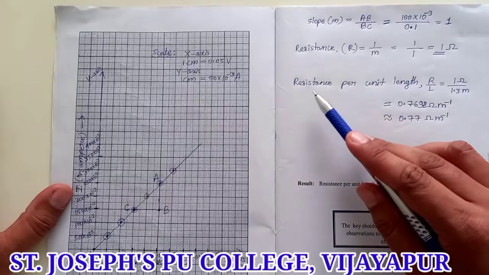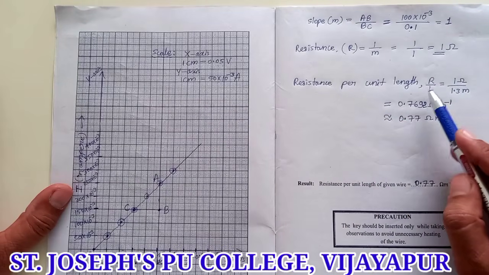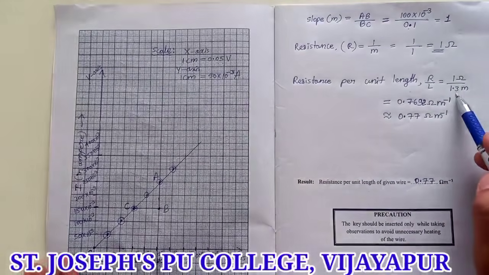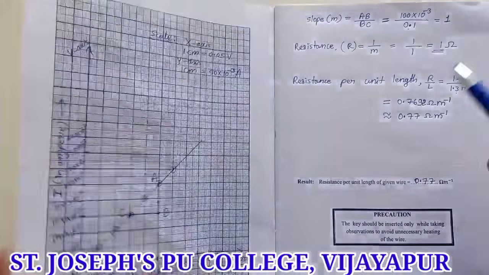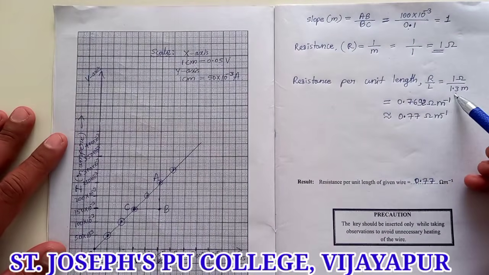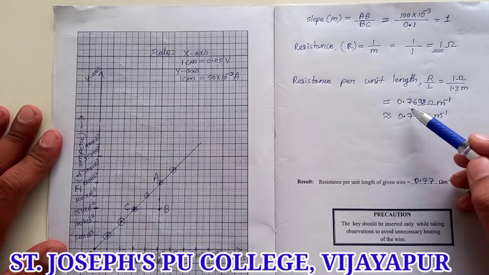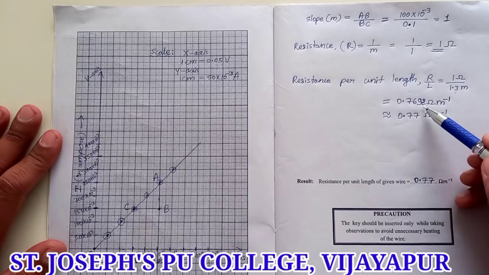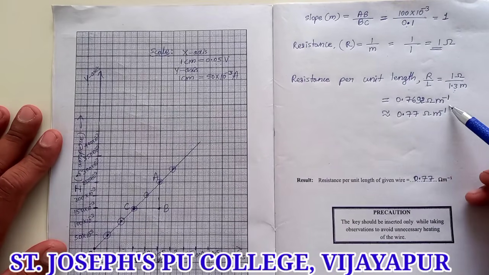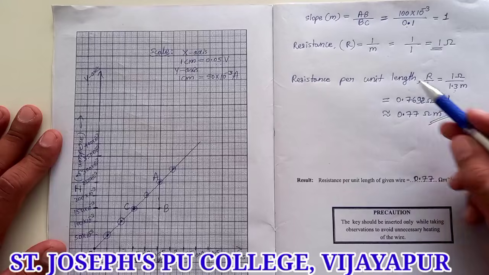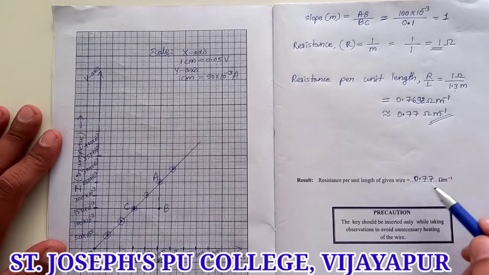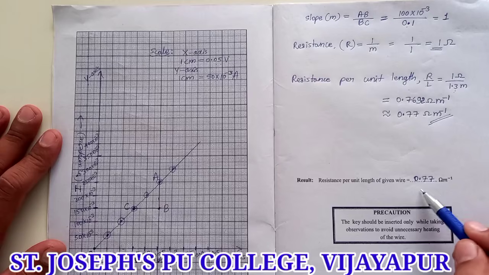Resistance is 1 ohm. Next, resistance per unit length, so R divided by L. L is 1.3, which is already given. L value is 1.3 meter. So 1 ohm divided by 1.3 meter. You will get the value 0.7692 ohm per meter. Approximately we take 0.77 ohm per meter. So this is the final answer, the resistance per unit length of the wire, that we have to enter in the results. That is 0.77 ohm per meter.